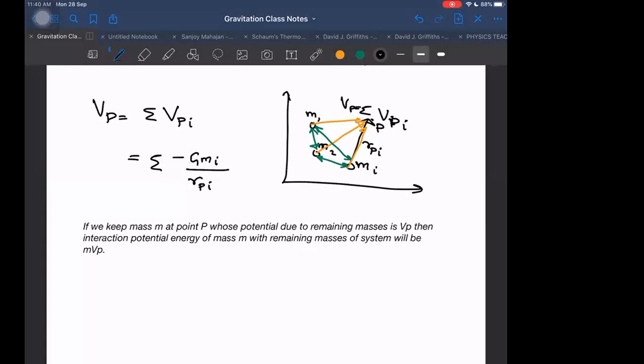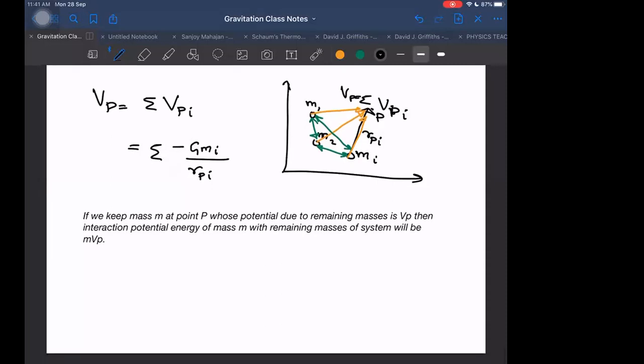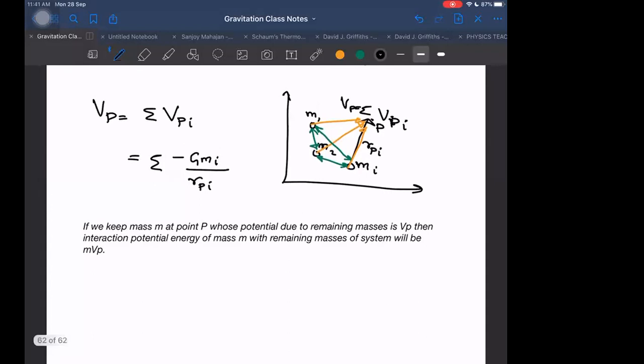It's extra. So we have to divide by 2, because otherwise, for example, M1 with M2 and M2 with M1 will come twice. Both are the same. So if we find the sum of all the interaction potential energies of individual particles, then the answer will not be the net potential energy of the system. Half of that will become the net potential energy of the system. Understood? Understood. All right.